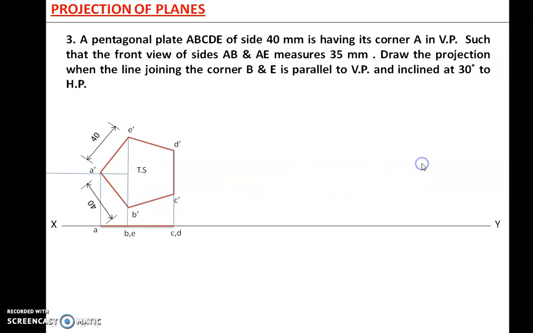Now how to mark it? First I will project A dash point. On this A dash point I will mark a projector. I will mark a point which will be A1 dash. You can take A1 dash at any distance, only keep sufficient distance between the last projector and A1 dash. Now as A1 dash is lying on the projector of A dash, B1 dash will be lying on the projector of B dash, and E1 dash will be lying on the projector of E dash.